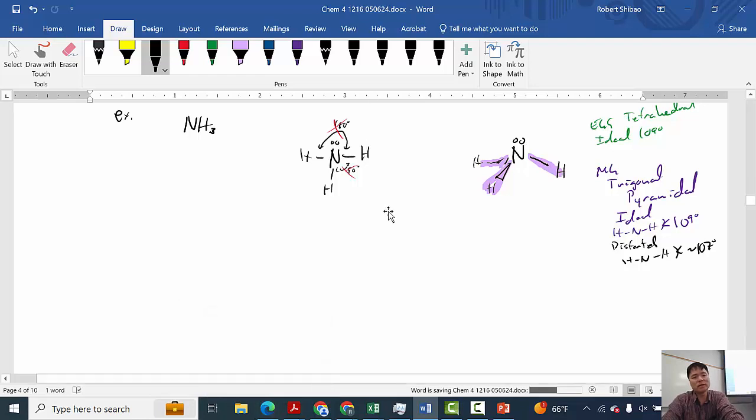It's just a guesstimate. The guesstimate is a 2-degree distortion.